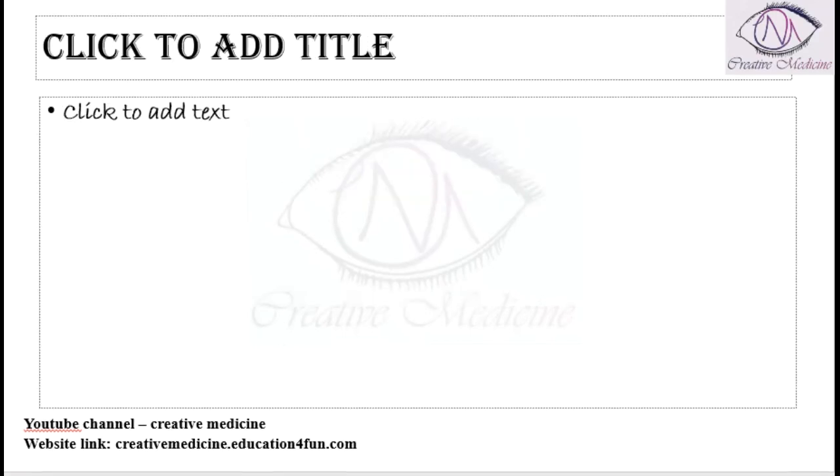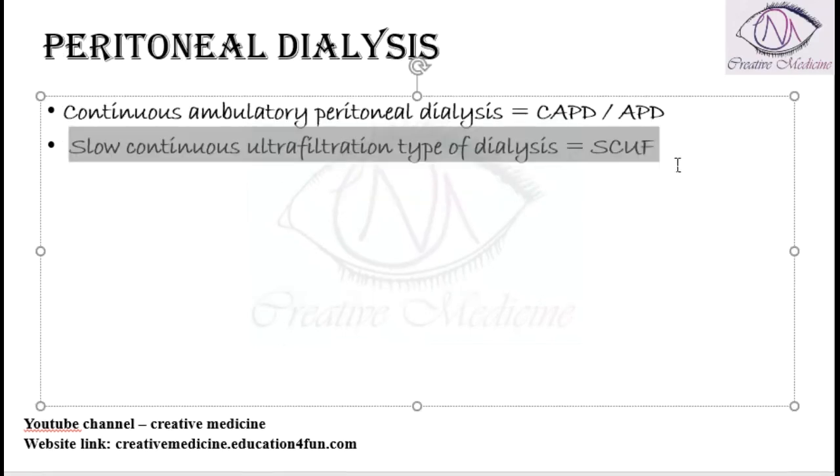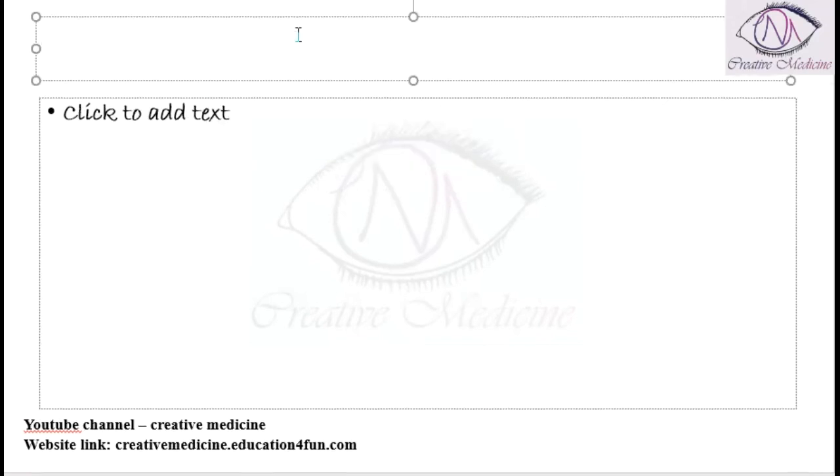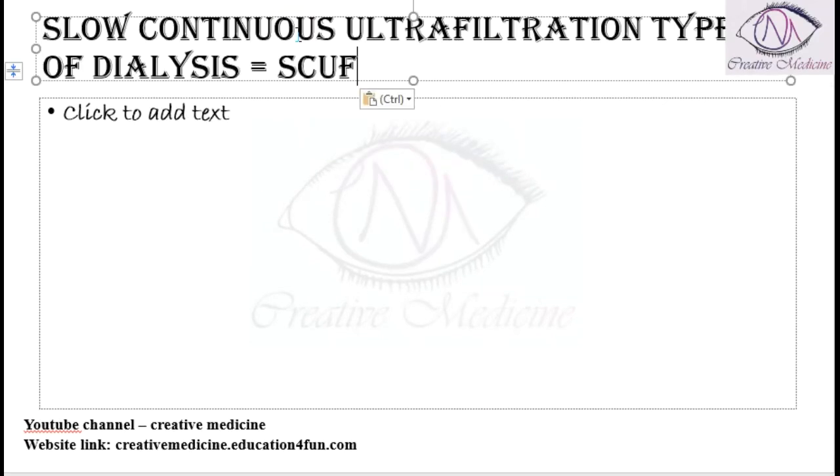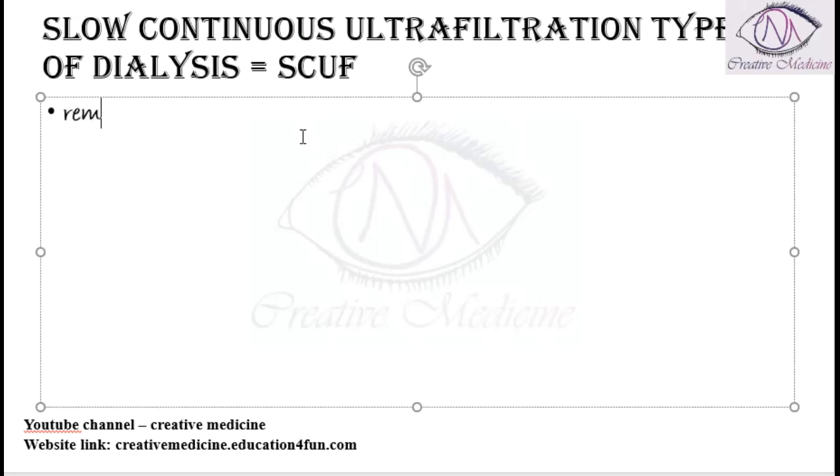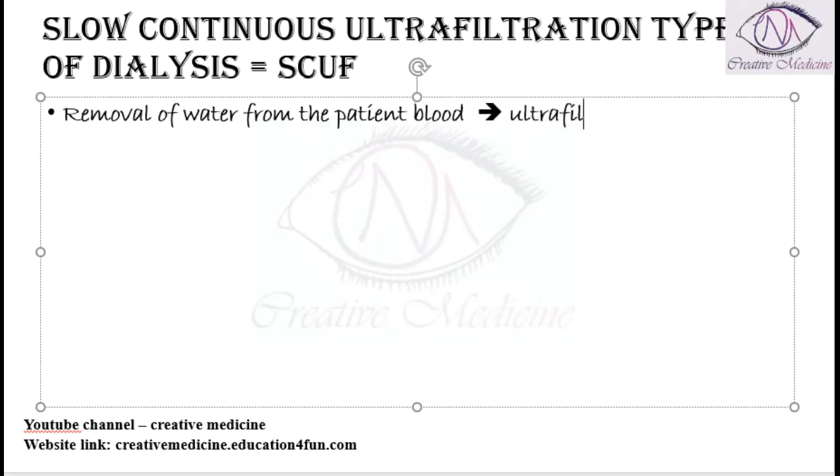Now the second type of dialysis is slow continuous ultrafiltration. Here water is removed from the patient's blood. It is mainly water removal. Removal of water from the patient's blood is called ultrafiltration. The main important function of this is to remove the water.